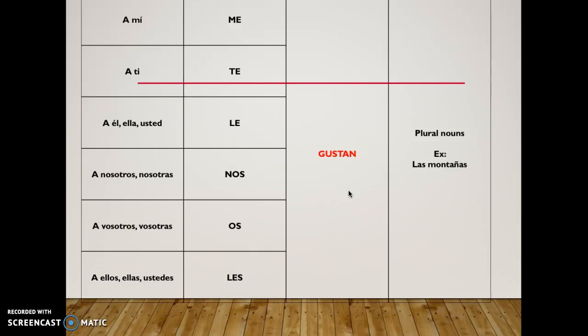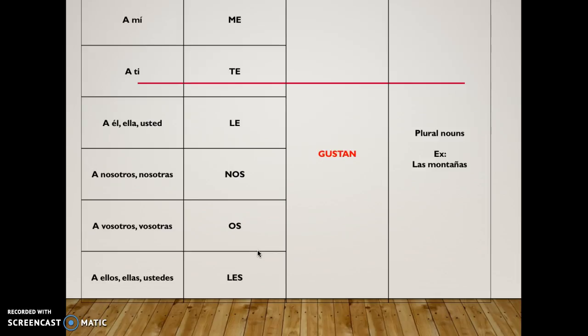Moving on. Here's how we use the plural of gustar. Okay? If there's a plural noun like the mountains, las montañas, then you use the plural gustan, and you use the appropriate pronoun to match the subject. Say, I like shoes. A mí me gustan los zapatos. Say, you like beers. A ti te gustan las cervezas.